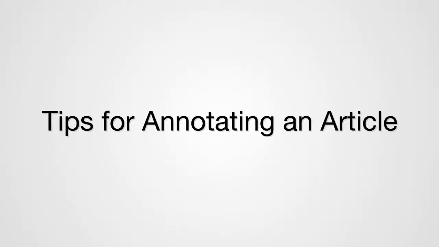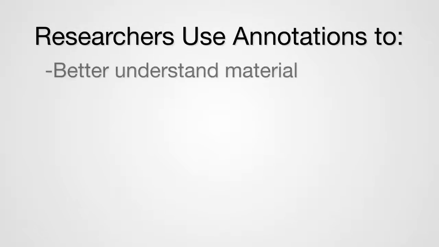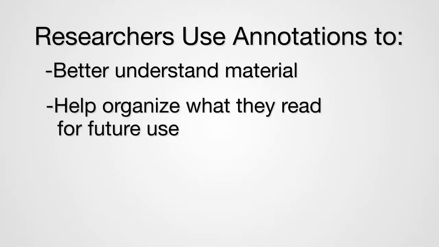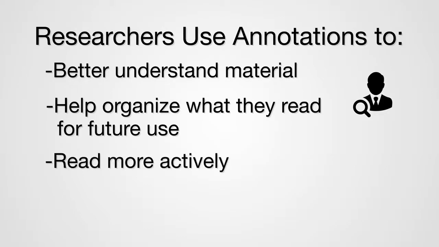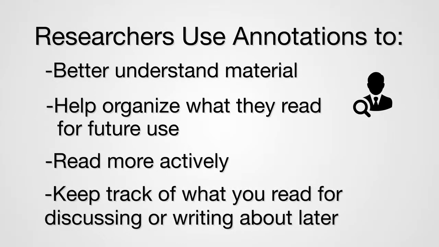Annotating an article is a kind of detailed note-taking. Researchers use annotation to better understand material and to help organize what they read for use in their own writing. By following a pretty simple process of annotating the articles you read for class, you read more actively and keep track of what you read for discussing or for writing about later.